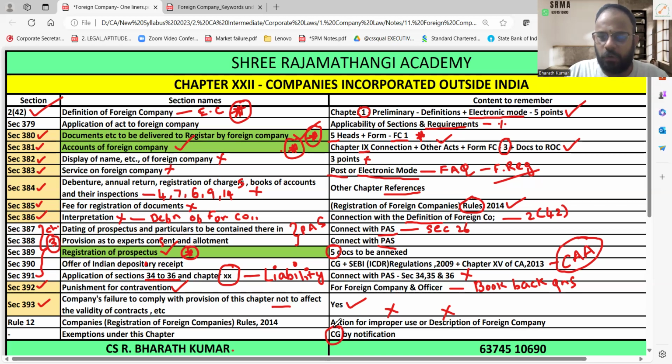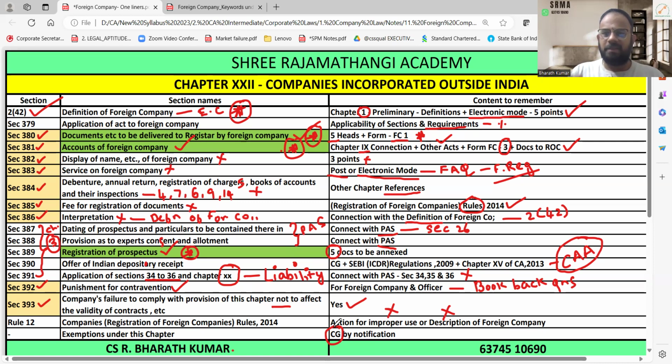And section 384 talks about all the other chapter number references, where I have already told debenture is 4, annual return is 7, which is your section 92 to 94. Debenture is section 71. You can write this and you can also see the material. So debenture 71, material that I am going to show you. Annual return is 92 to 94. So chapter number 7. Registration of charges is your chapter number 6. Books of accounts is chapter number 9. Inspection is chapter number 14. Okay. So fees is as per the rules. So all this, if you cover, it is great.